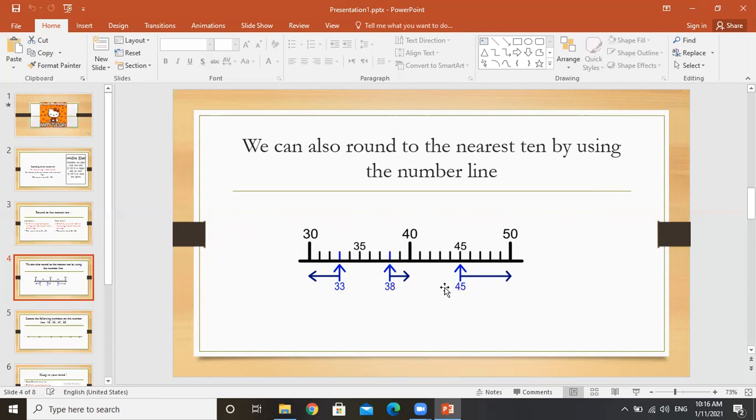And here we have 45. 45 is the midpoint. It's located between 40 and 50. So here is 40, 41, 42, 43, 44, and 45. And the nearest 10 to 45 is 50, since with 5 or more, we should round up. This means that we should add 1 to the tens and put 0 in the units digit.